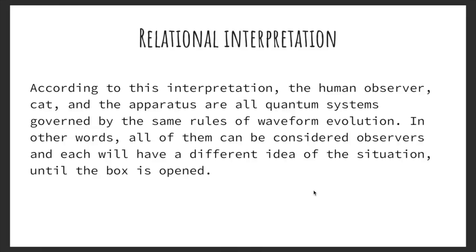Next, we come across the relational interpretation. According to this interpretation, the human observer, the cat, and the apparatus are all quantum systems governed by the same rules of waveform evolution. In other words, all of them can be considered observers, and each will have a different idea of the situation until the box is finally opened.